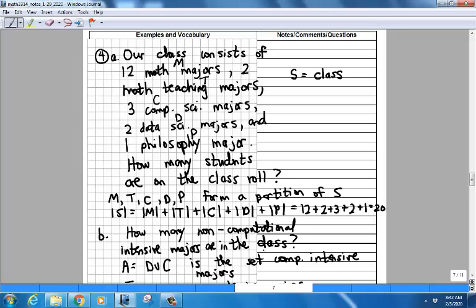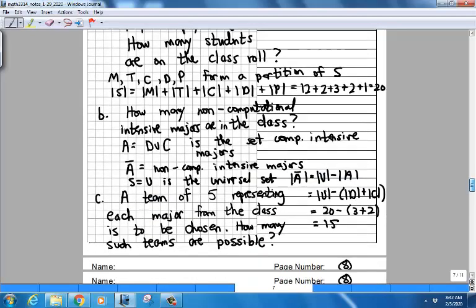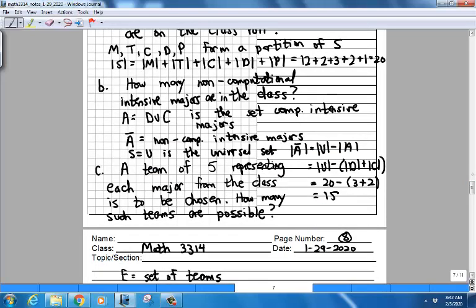And then, just to give us a chance to apply our other theorems that we had written down for counting, we asked this simple question: how many non-computationally intensive majors are there in the class? There are really multiple ways of answering that question. It's a simple question, so it's easy to answer without applying theory, but just to get practice using our theorems, we did that.